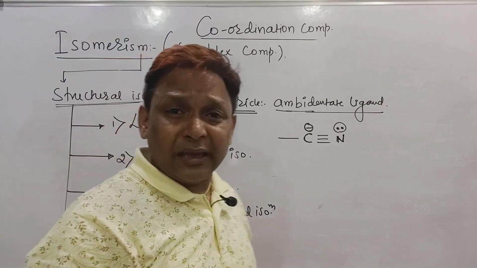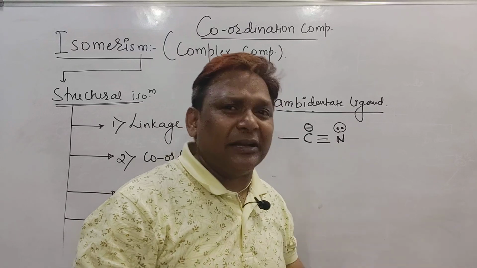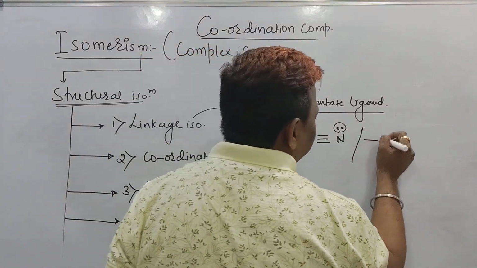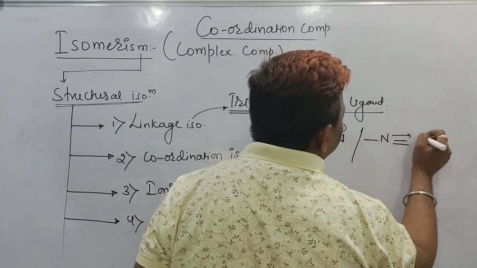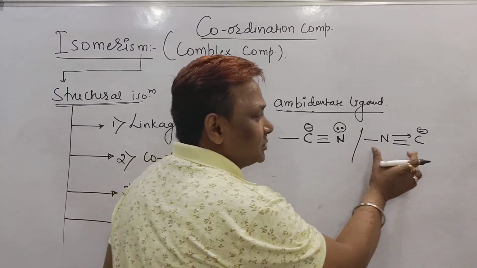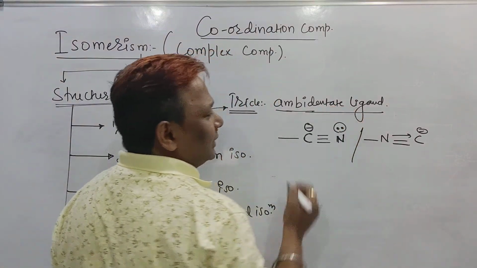But while making a bond, both atoms cannot donate their lone pair at a time. It may make the bond through carbon, giving cyanide, or it may make the bond through nitrogen, giving isocyanide. This is called cyanide, and this is called isocyanide. So we can say these are ambidentate ligands.